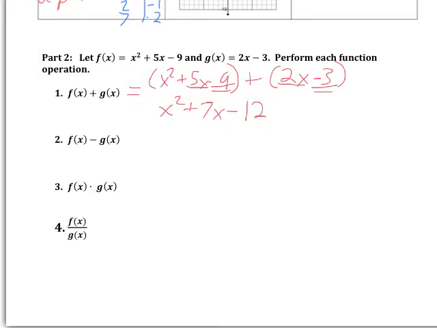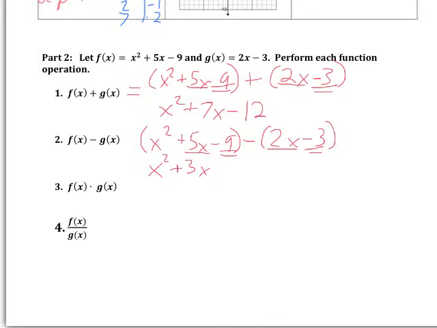Number two, we need to subtract those, so it's essentially the same thing. Same setup. It's just that we need a minus sign in between, which does make our math a little bit more challenging. So again, the x squared doesn't have anything to subtract with. You just write it. Now I'm going to do 5 minus 2 would be a positive 3, and the minus 9 minus a negative 3. That's a lot of minuses. -9 minus -3 is the same thing as -9 plus 3, so that's minus 6. That's the end of that problem.